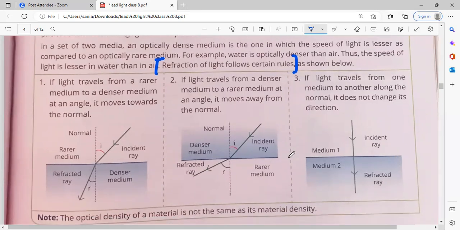Yes, ma'am. Okay, so see, the optical density of a material is not the same as its material density. Optical density you already know is basically the speed. So the speed in a material is not the same because its density is different. Clear? So you will write hashtag reflection of light follows certain rules. First rule, second rule, third rule.